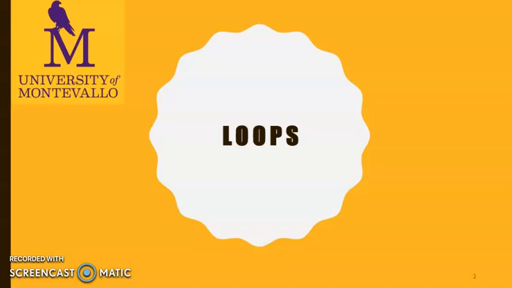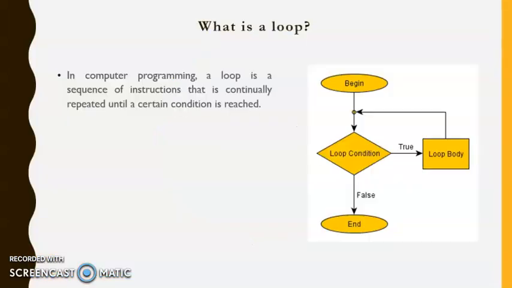The specific topic we are doing today is loops, and we'll start with this: what is a loop? In computer programming, a loop is a sequence of instructions that is continually repeated until a certain condition is reached.